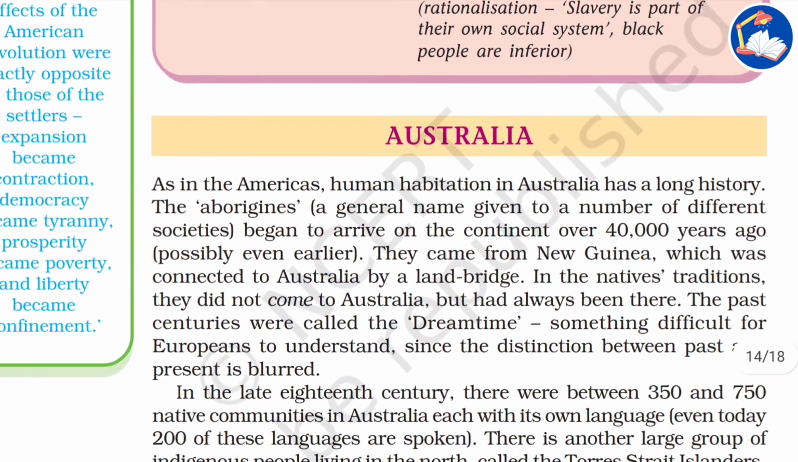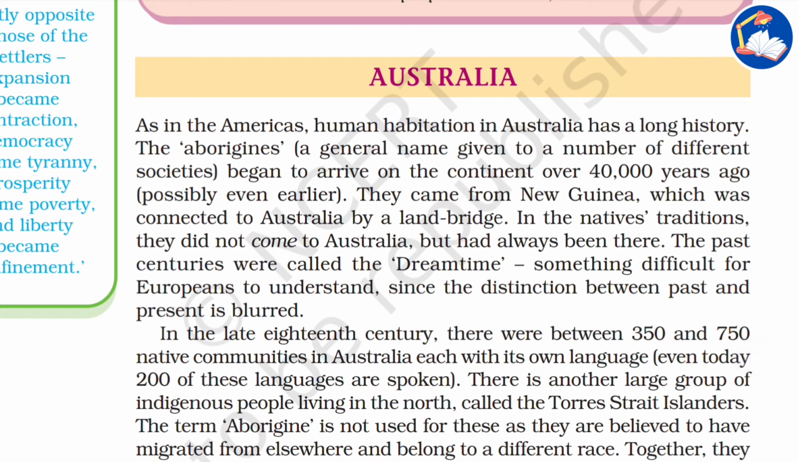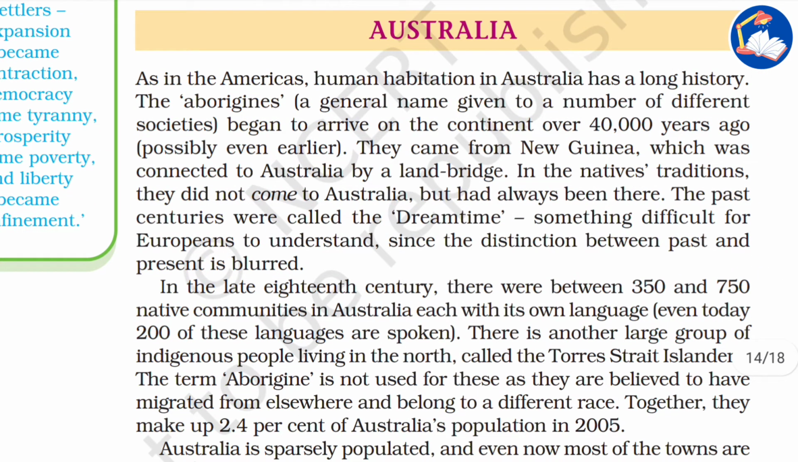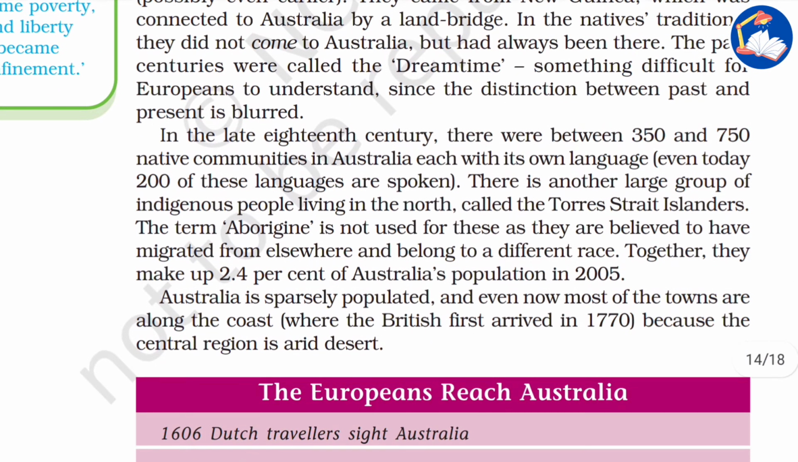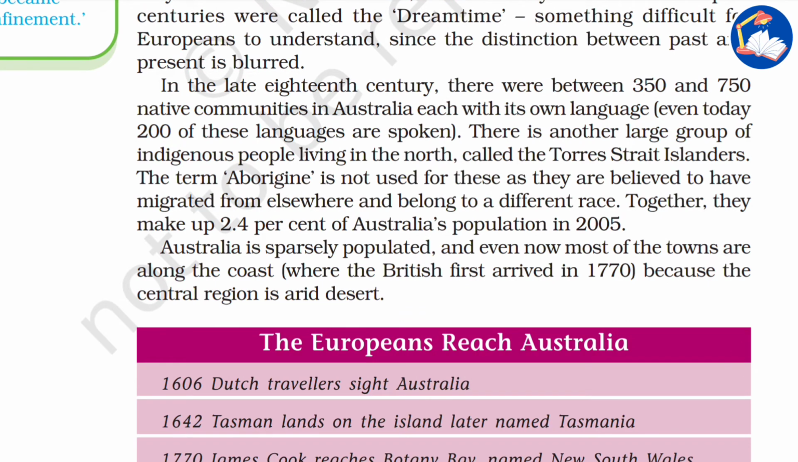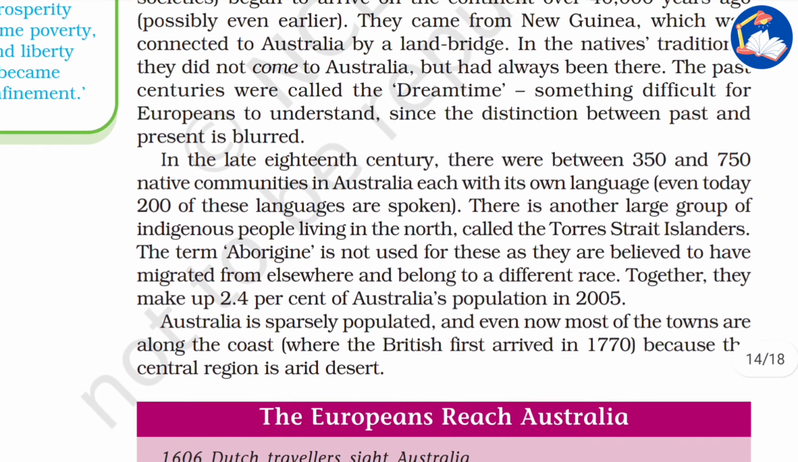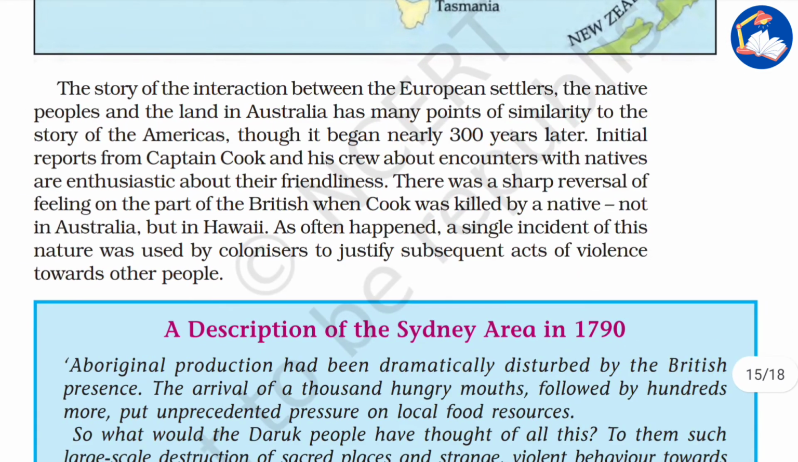And in the case of Australia, now we are coming to Australia. I'll explain it in a lesser time. Many of the Europeans who came to Australia were actually prisoners. There were also Aboriginal communities in Australia. They were encountered by Captain Cook and his crew.